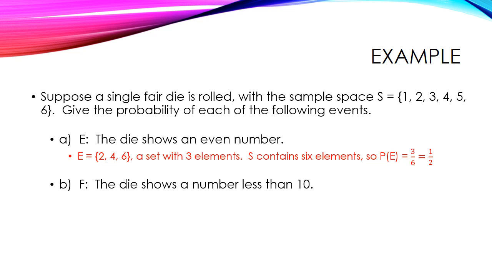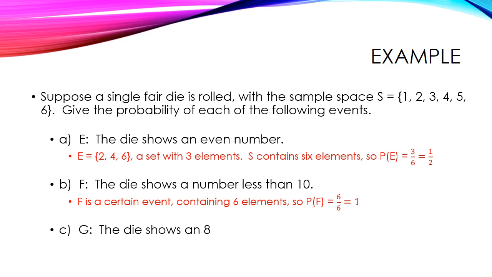Now try F. The die shows a number less than 10. Well, F is a certain event. All of the numbers in the sample space are less than 10. The probability of F is 6, because there's 6 members of that event, over 6 in the sample space, which is 1. So a certain event has a probability of 1.